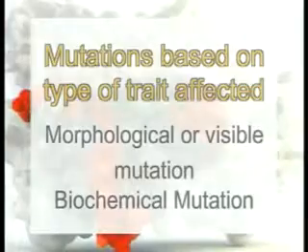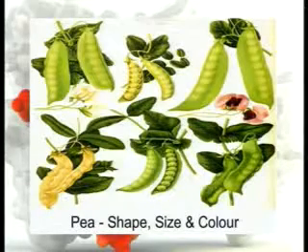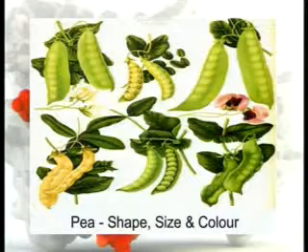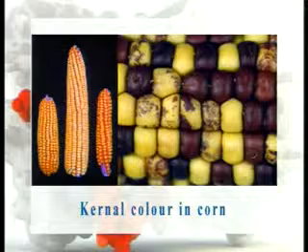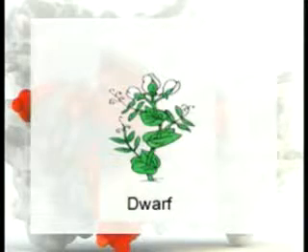Mutations based on the type of trait affected are morphological or visible mutations, and biochemical mutations. Now, what is morphological mutation? It involves alterations in external form, including color, shape, size, etc. For example, albino ascospores in Neurospora, kernel color in corn, curly wings in Drosophila, and dwarfism in pea.